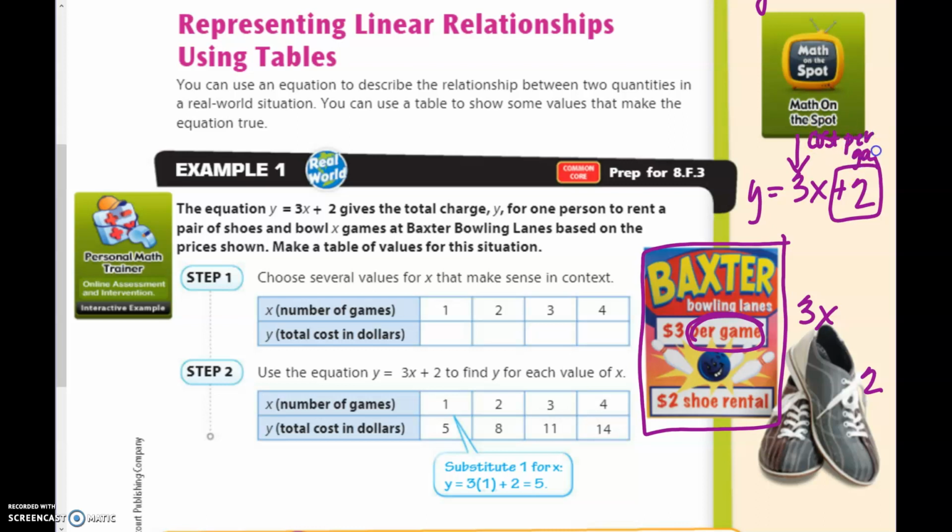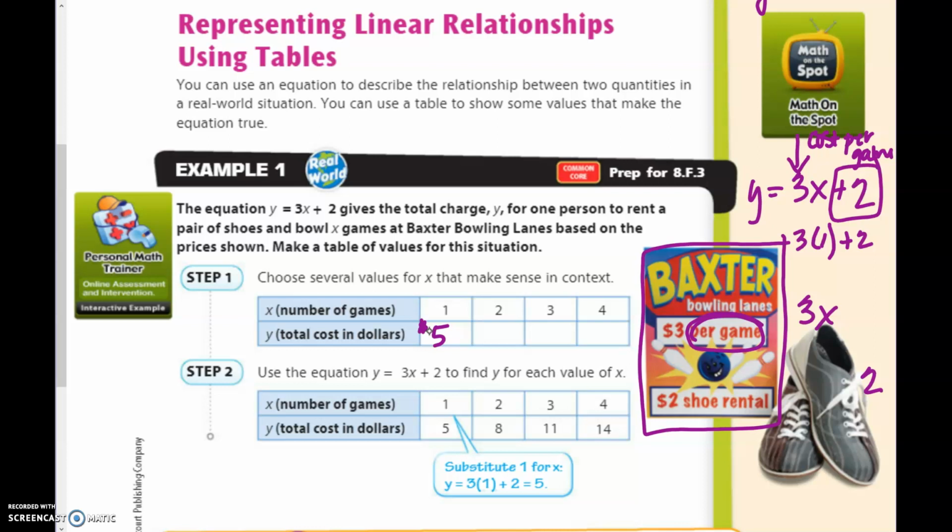All right, so let's fill in this. If you're going to bowl 1 game, like your mom's cost, okay? So if your mom's going to bowl 1 game, we're going to plug a 1 in here for x. So we're going to go 3 times 1 because your mom is going to bowl 1 game, $3 plus 2. So your mom is going to pay $5.